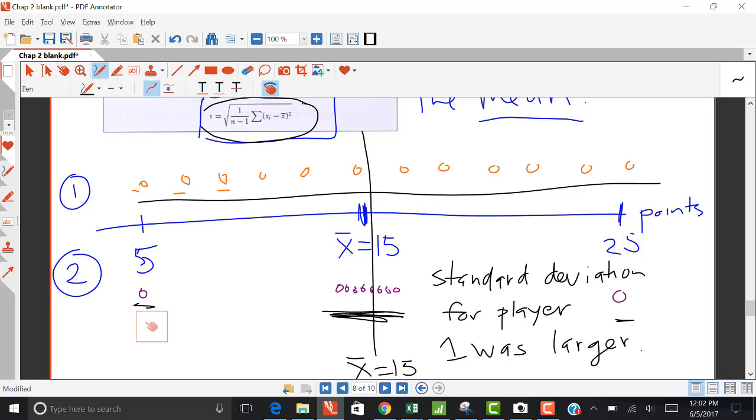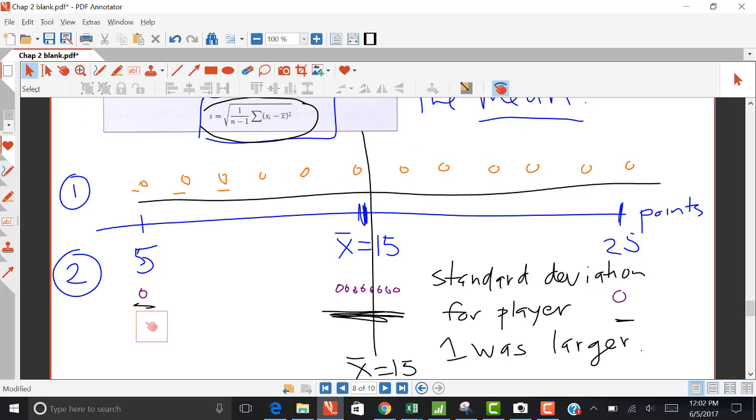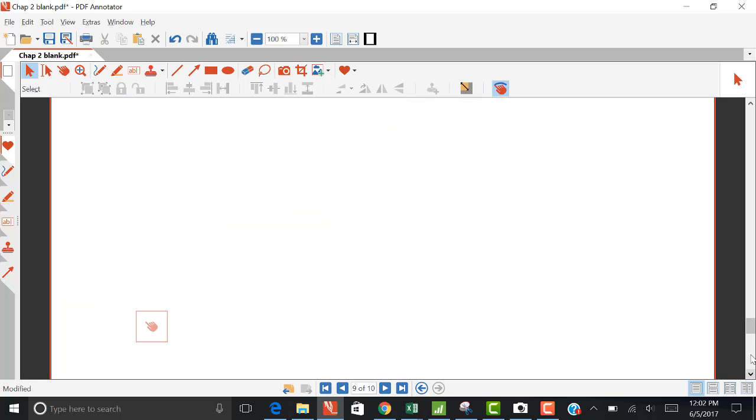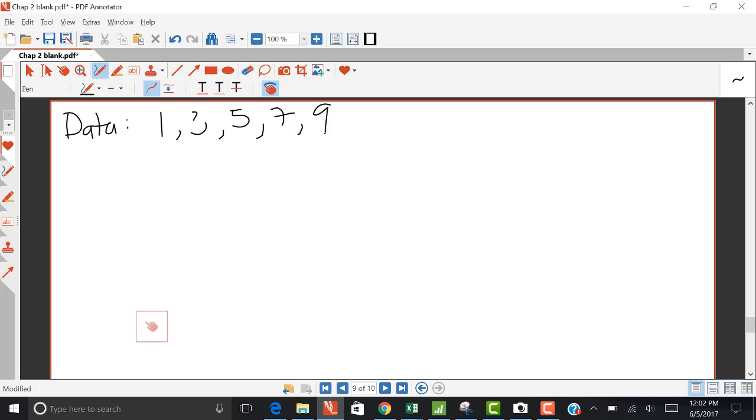And what it says is it takes each observation and subtracts it from the mean, squares it, and then averages it in some sense. So let's think about how we would calculate it for a very simple example. Say the data were 1, 3, 5, 7, and 9. Let's think about standard deviation. Well, I'm going to note that the mean is 5.